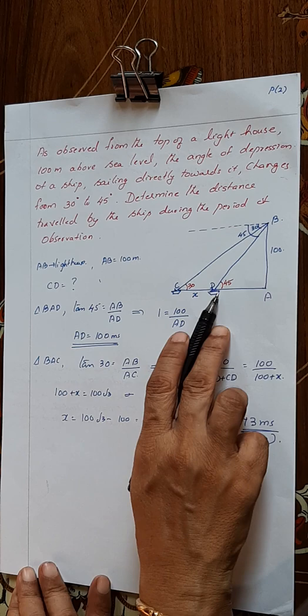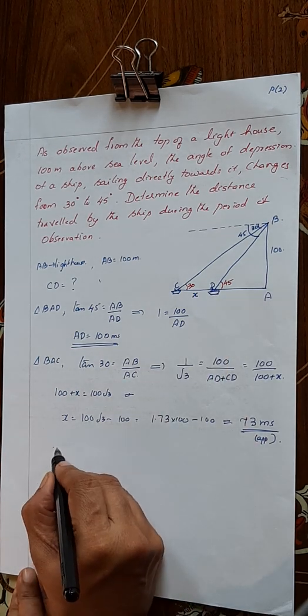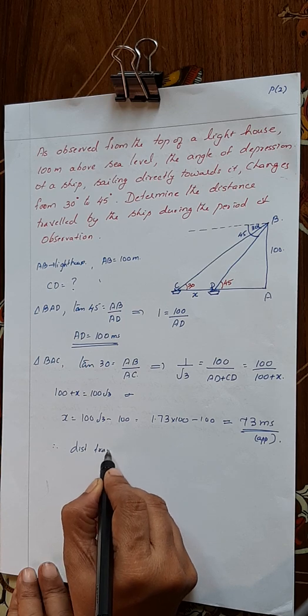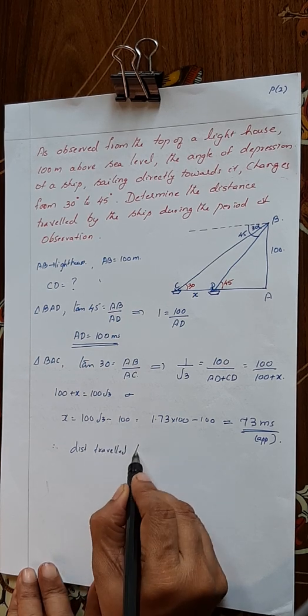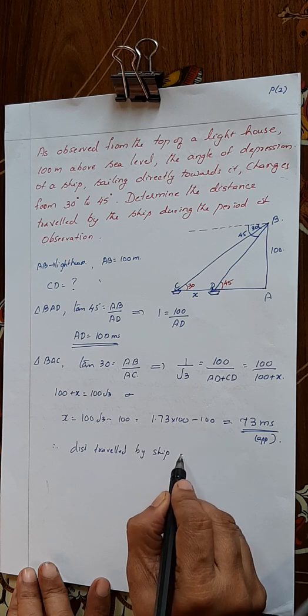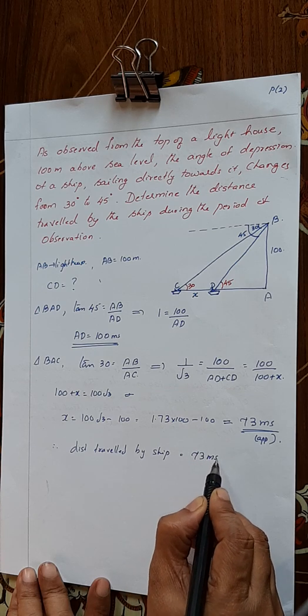So that is what we have to find, CD. So the distance travelled by the ship is equal to 73 meters.